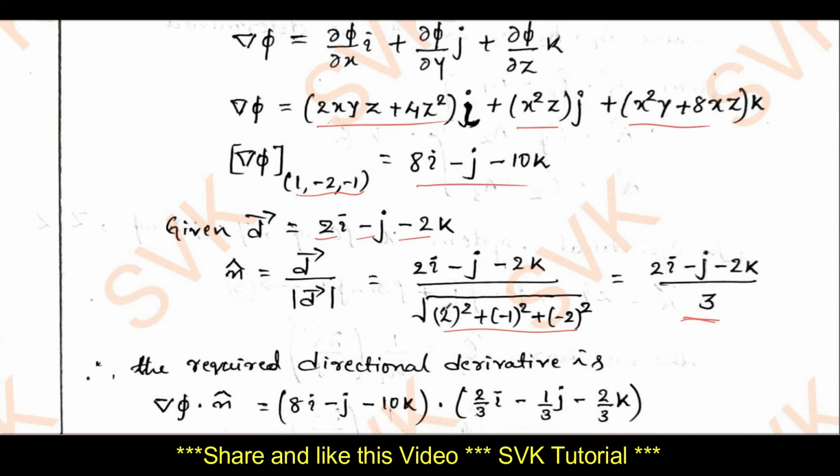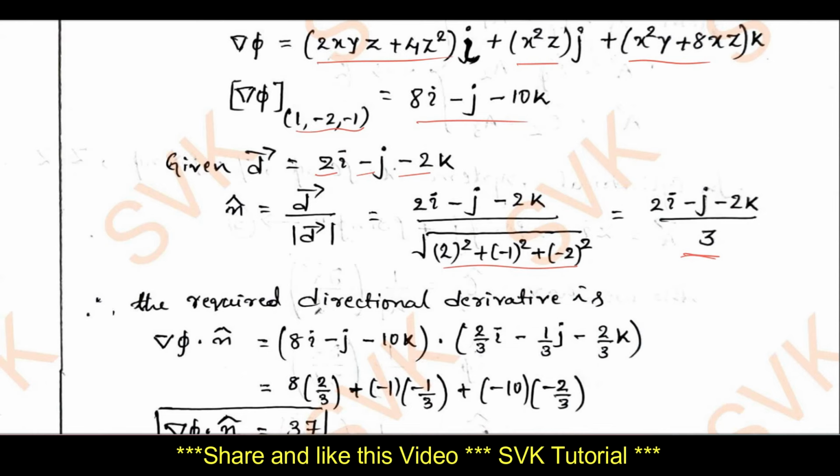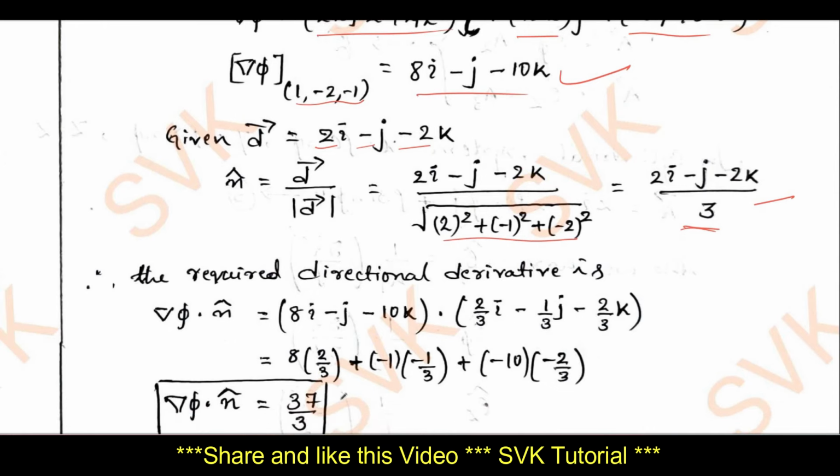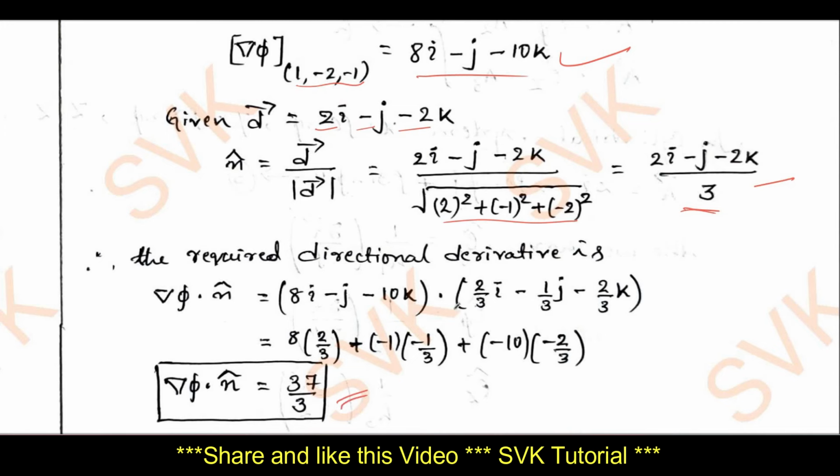Then the required directional derivative is given by del phi dot n cap. I found del phi, I found n cap. Just find the dot product of these two. So I am going to get the required value as 37 by 3. You already know what a dot product is. Just multiply the components of ijk, that's all. 8 into 2 by 3, minus 1 into minus 1 by 3, minus 10 into minus 2 by 3.